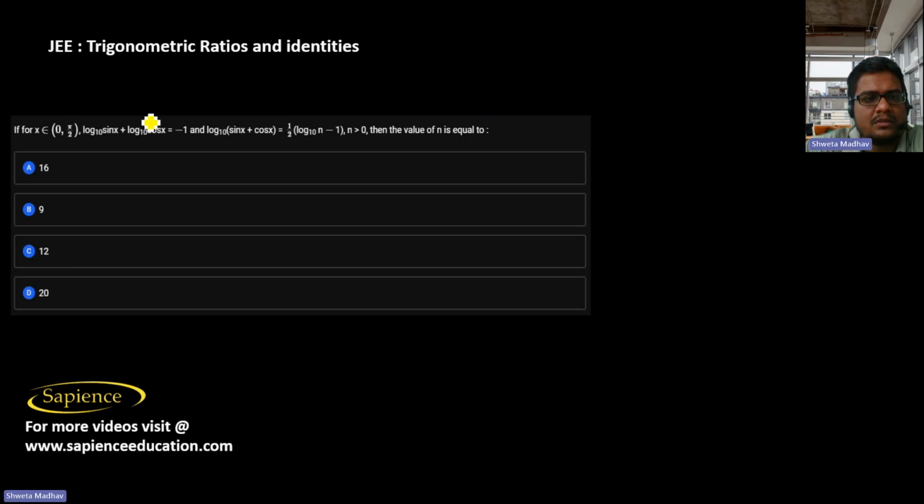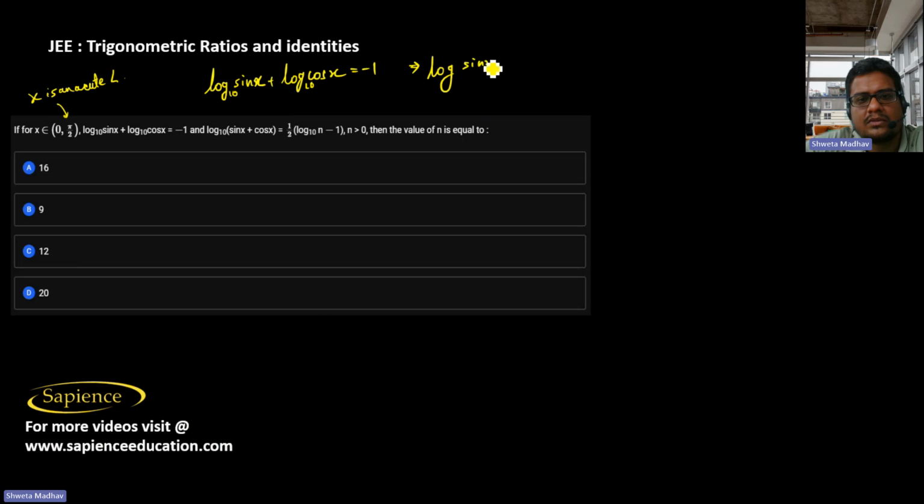Then here it is told, if for x belongs to 0 to pi by 2, it means that x is an acute angle, and log base 10 sin x plus log base 10 cos x is equal to minus 1. So we can say this will be log of sin x into cos x, base 10, that will be equal to minus 1. So sin x cos x will be equal to 10 power minus 1, which is 1 by 10.